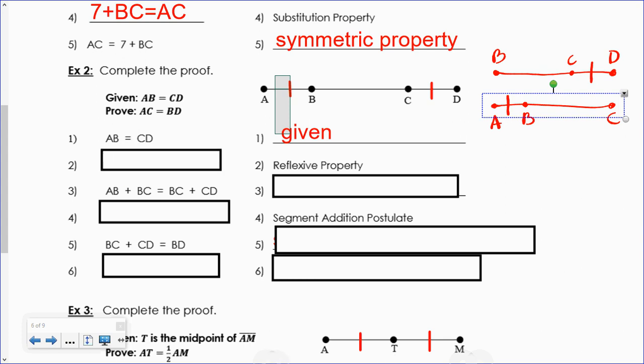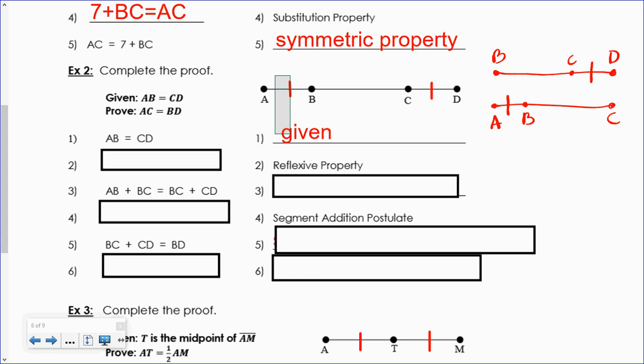I can't write it anymore. But if you go ahead and put a double hash mark on BC and BC, now we have two segments that are equal to each other, and another two segments that are equal to each other, and I can add them to get the full length. That's my strategy. Okay?